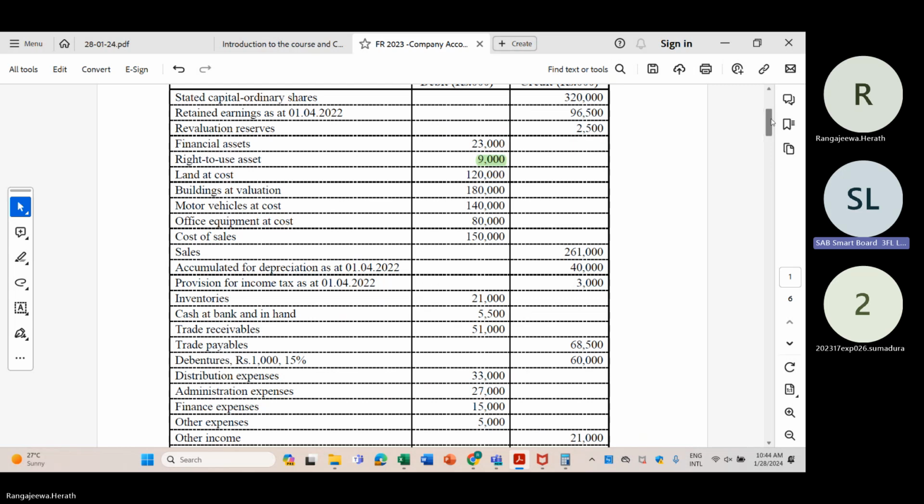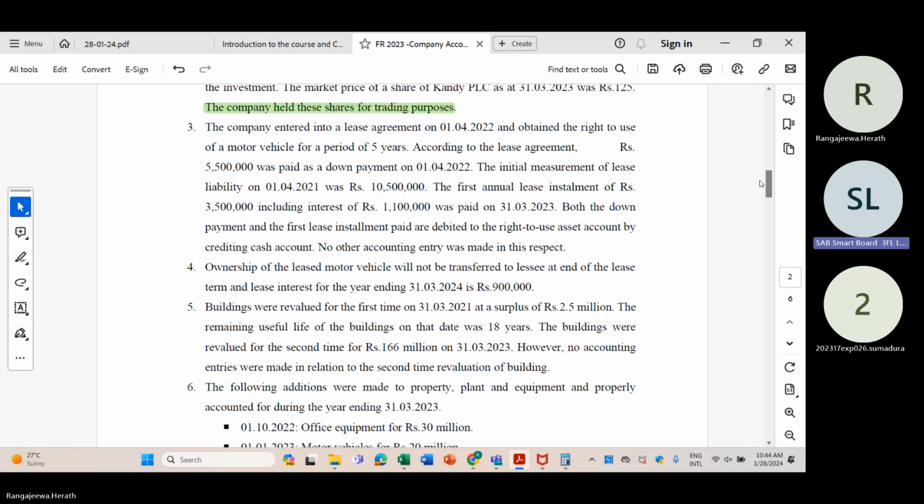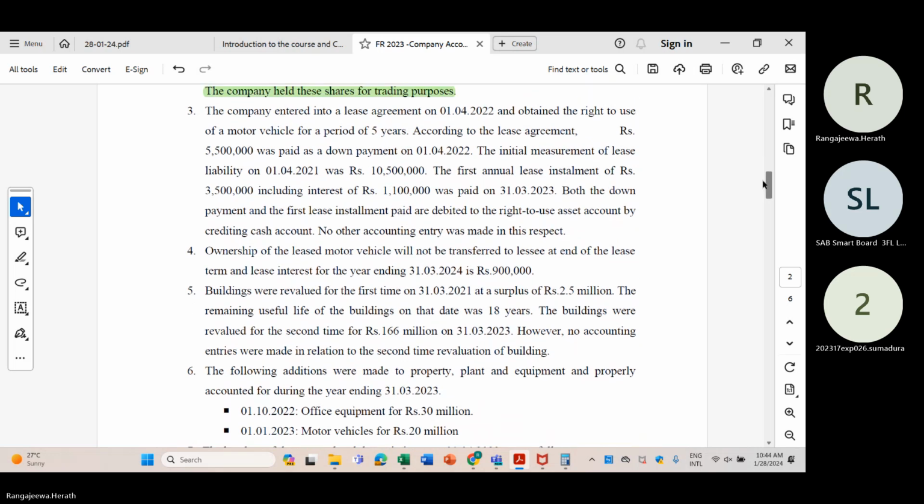9,000. What they have done is, 5.5 million down payment has been made. That is debited to right of use asset and cash credited. That is correct. They have not recognized the lease liability and right of use asset. Instead, the initial payment, the first installment pay, 3.5 million also debited to right of use. So when you add these two, 5,500 and 3,500, it is 9,000. Right? So the 5,500 is fine.